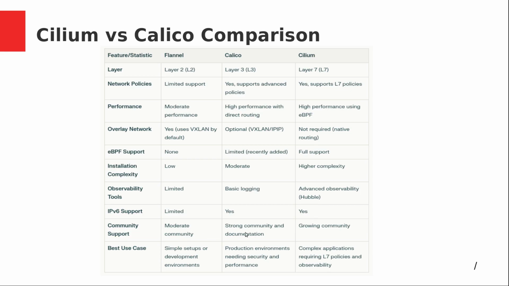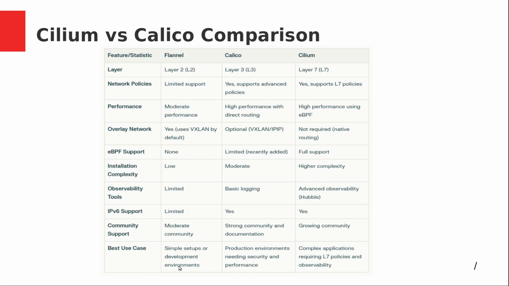Community support. Calico has been around a lot longer, so it has a really strong community and documentation. And Cilium is growing, but could it outgrow Calico one day? Potentially, or maybe a lot of people will be smart and say, look, we don't need the power of Cilium. We're going to stick with Calico. Great product. It may not be as powerful as Cilium, but it doesn't have the complexity either.